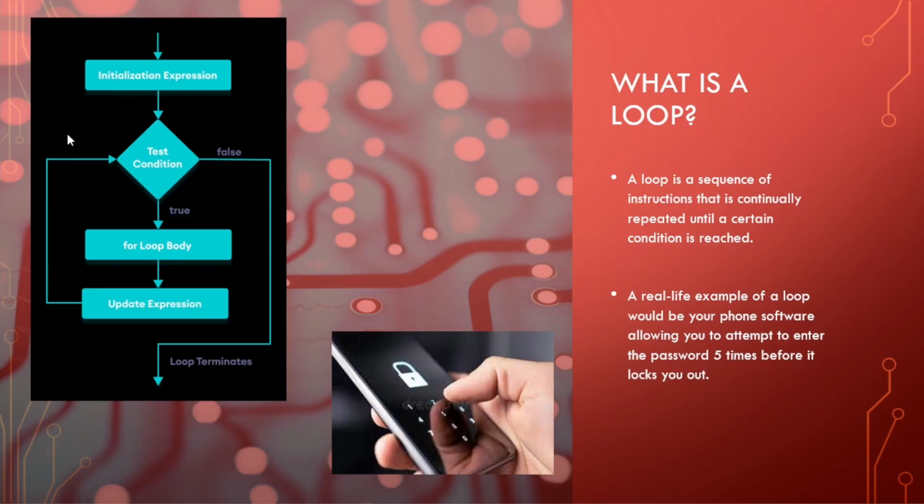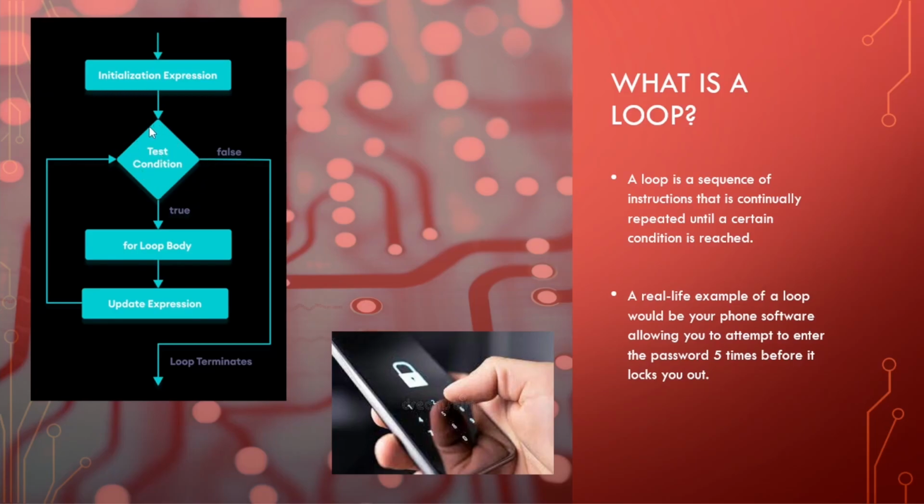So we have this flow chart over here, which over here we have the initialization expression. The initialization expression is what begins the loop. Whether it be initializing a bunch of variables, or here the initialization expression would be switching on your locked phone. So that would be our initialization expression.